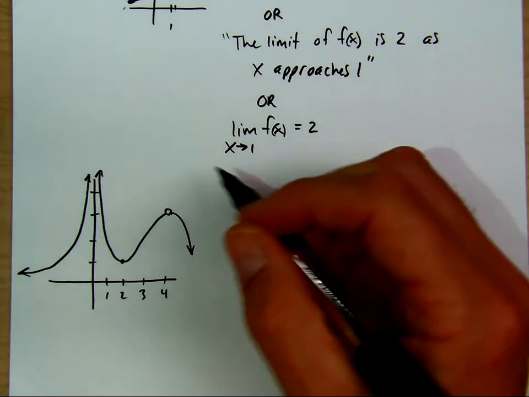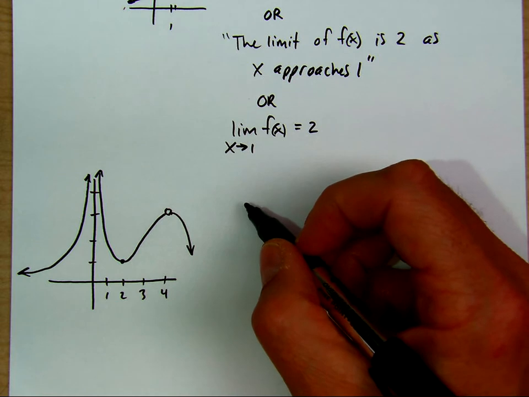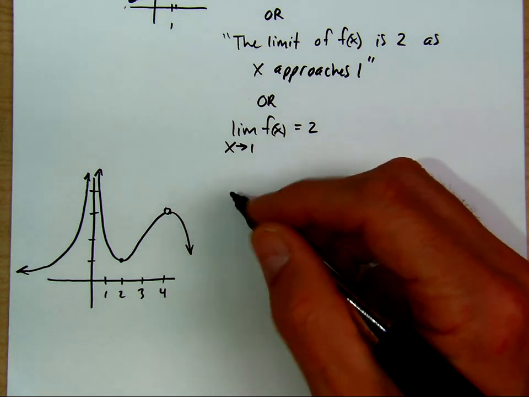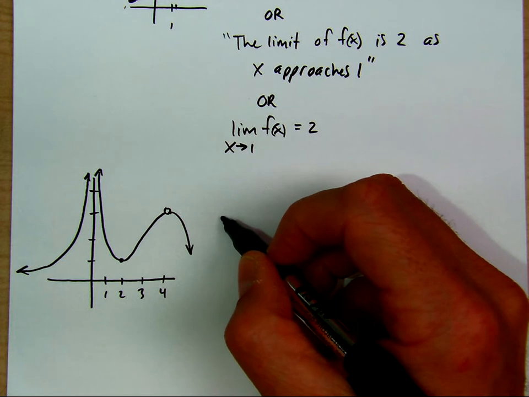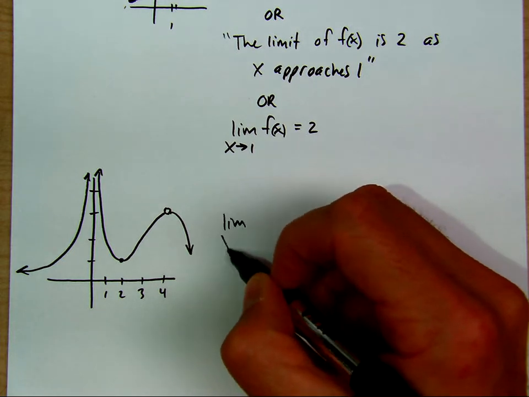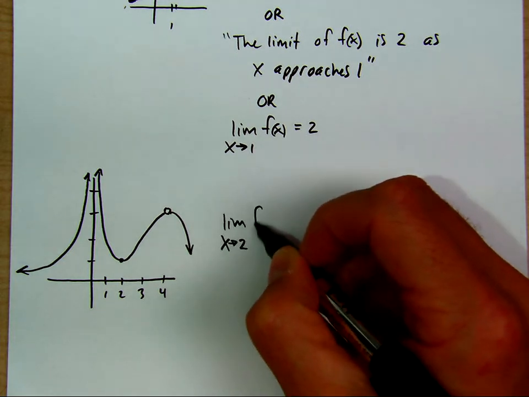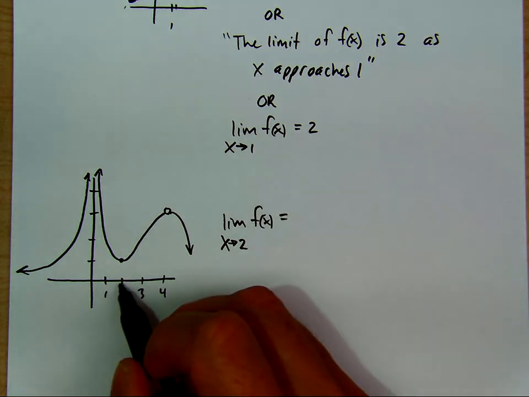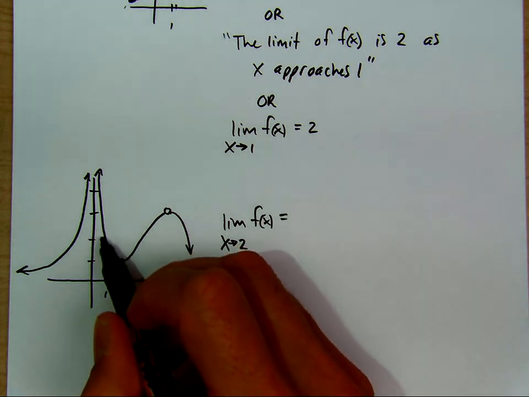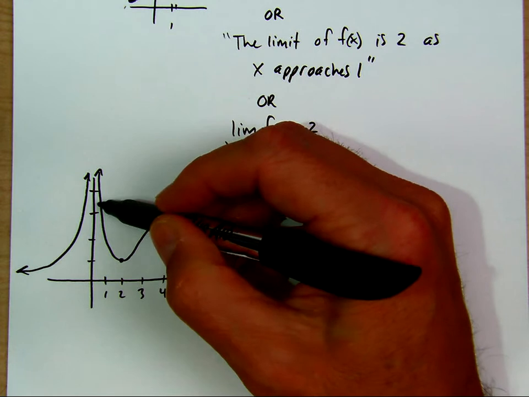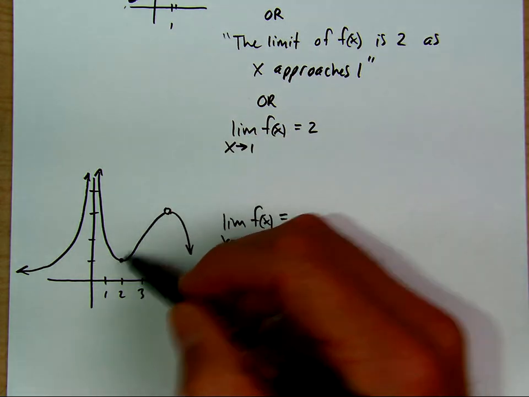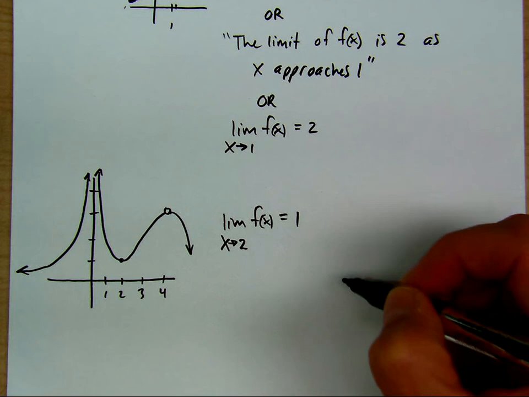So let's describe some of the points on this graph, or missing points. Describe the behavior of the graph, and we can say that the limit as x goes to 2 of f of x. So we find 2 on the x-axis and follow the graph. From the left, the y value is going towards 1, and from the right, the y value is going towards 1, so the limit is 1.